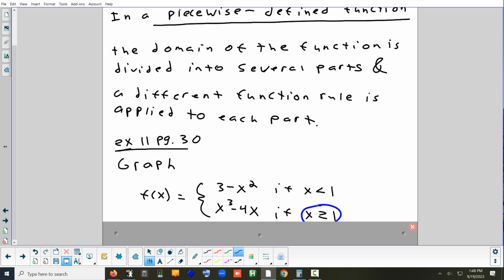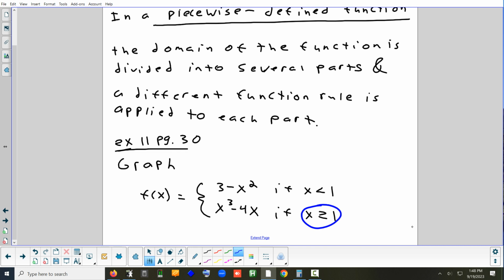Now what if I wanted to plug in, let's say, -1? Which formula would I plug into, top or bottom? Top, because the top formula is to be used under the condition less than 1, and -1 is less than 1. What if I had exactly 1? Top or bottom? Bottom. Yep.